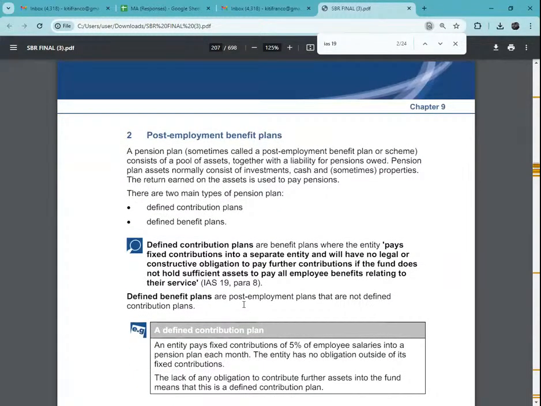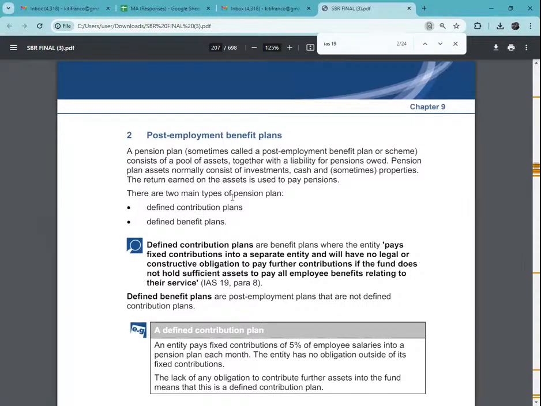So post-employment, after you retire, what happens? We talk about a pension. A pension plan, sometimes called a post-employment benefit plan or a scheme, consists of a pool of assets together with a liability for pensions owed. Pension plan assets normally consist of investments, cash, and sometimes properties. The return earned on the assets is used to pay pensions.